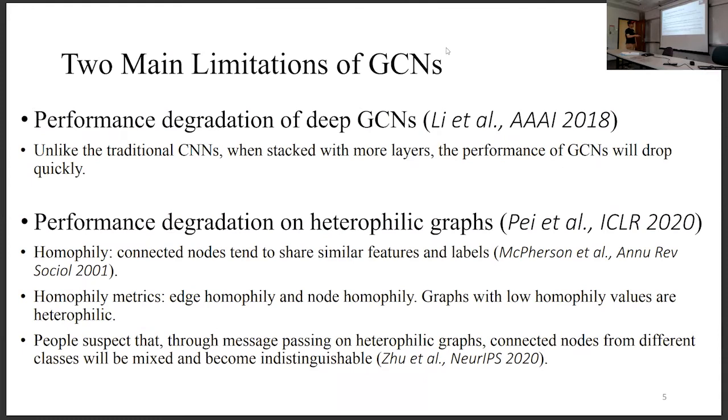So the two limitations of that kind of structure are, first, the performance degradation of deep GCNs. That is, unlike the traditional convolutional network, when you stack GCN layers in that simple way into a deep network, instead of having a performance boost, you will find a performance drop, and the performance will drop pretty quickly.